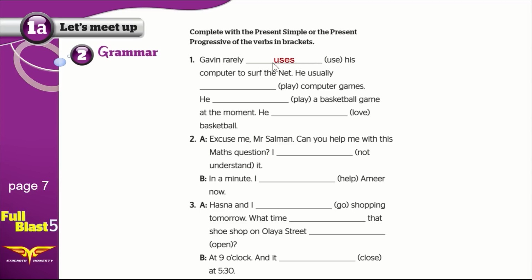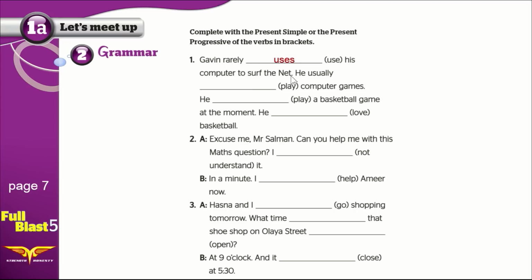First of all, this is present simple. Why? Because we have rarely. And if you remember, this sentence is positive. It's not negative. It's not a question. So we have to add an S at the end of the verb. Why? Because we have Gavin. Some might think, okay, we don't have he, she, and it. Yes, we do. We have Gavin. When you say Gavin rarely uses, is the same when you say he rarely uses his computer to surf the net.